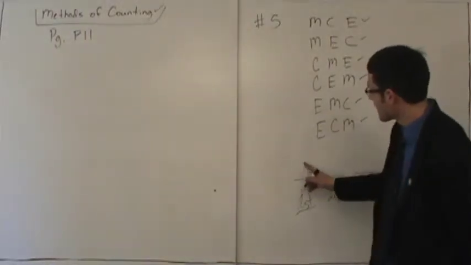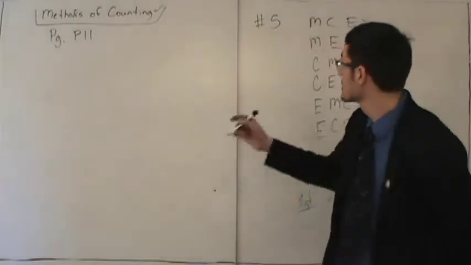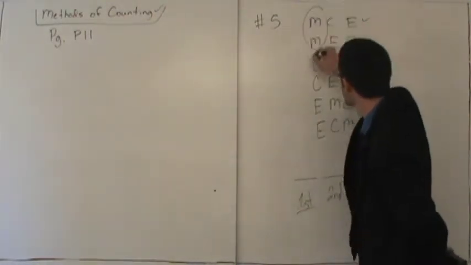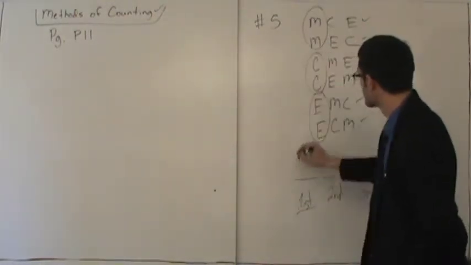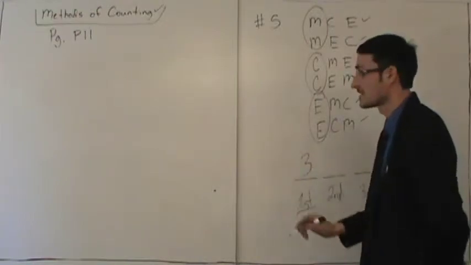How many options did we have for the first choice? When we got home, how many options did we have for the first subject? Well, we could have done math, we could have done chemistry, or we could have done English first. So any of the 3 could have been done first.